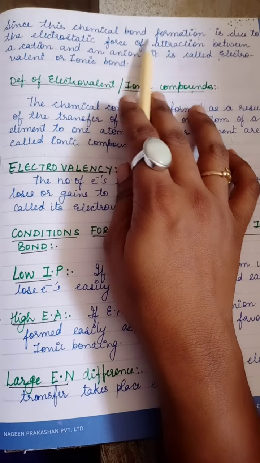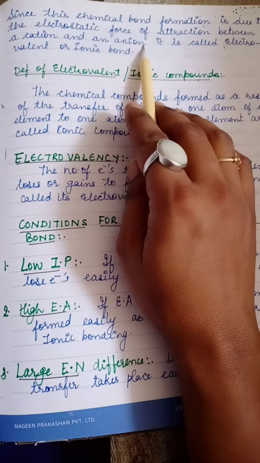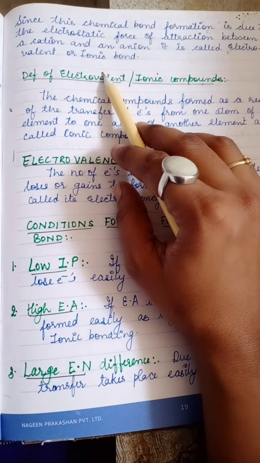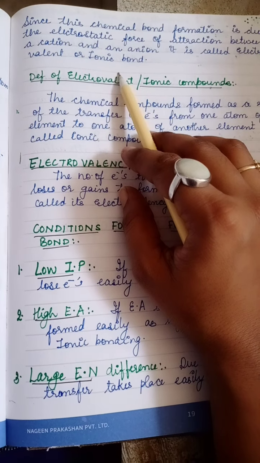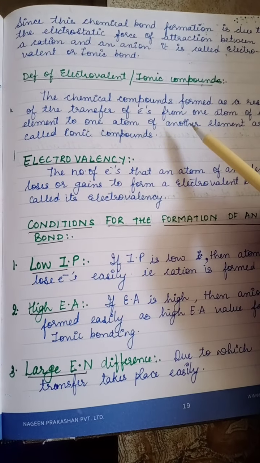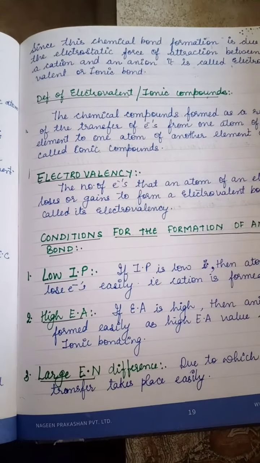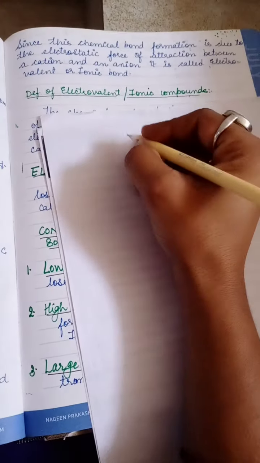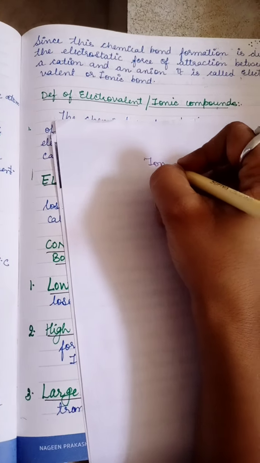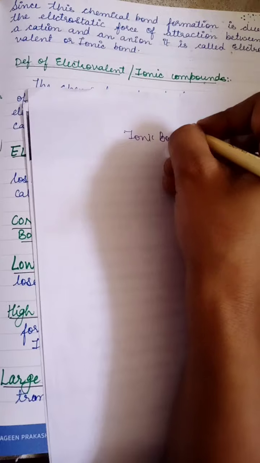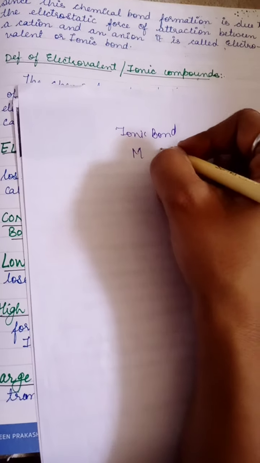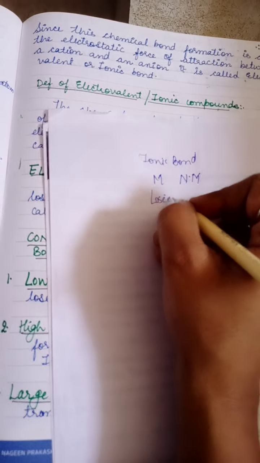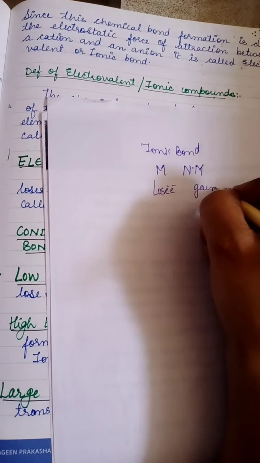Since this chemical bond formation is due to the electrostatic force of attraction between the cation and anion, it is called an electrovalent or ionic bond. So what is the definition of an ionic bond? Children, you need to know that an ionic bond is formed between metals and non-metals. Metals tend to lose electrons, non-metals tend to gain electrons.